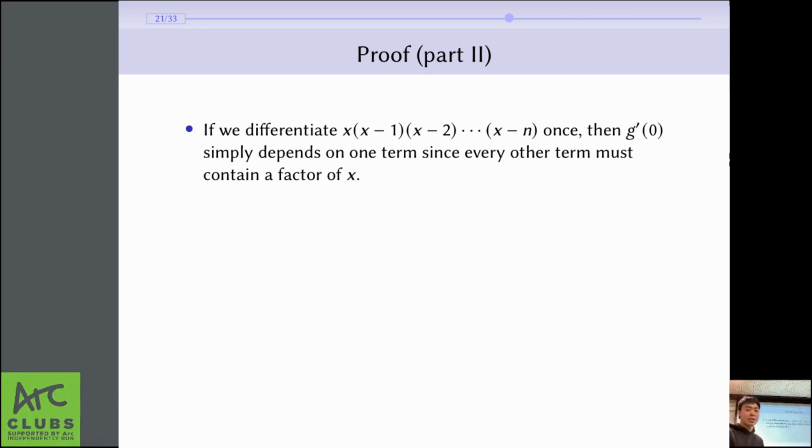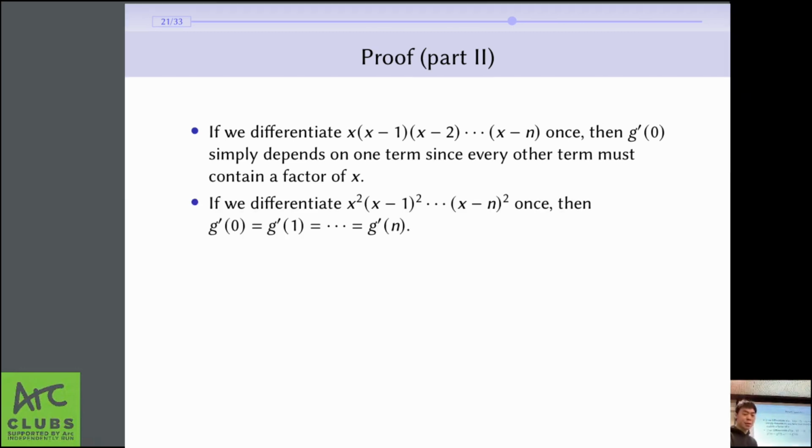You can try to verify this yourself when you differentiate, say, x times x minus 1. If you differentiate this, then one term is going to have an x by itself. And so if you evaluate it at 0, that's just going to disappear, and the only thing that remains is whatever is left over, right? So what you know here is that if I evaluate the derivative of g at any of these points, 0, 1, 2, up to n, then it will only depend on the one part that doesn't disappear when I plug in that value itself.